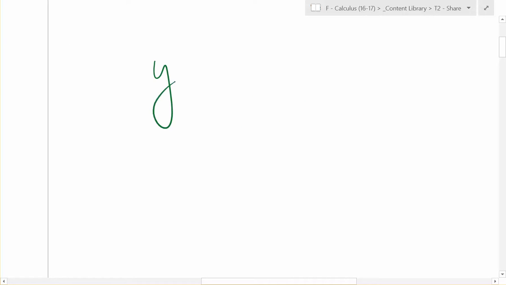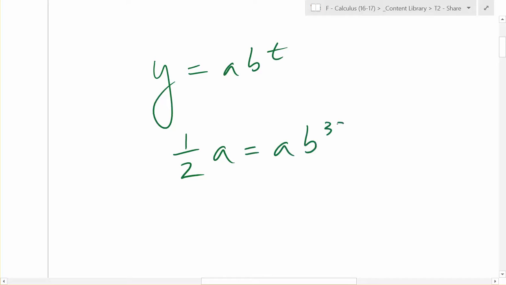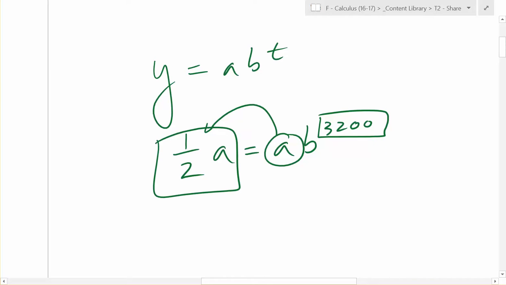You still know Y is equal to A times B to the T, correct? So if you started with A and a half-life of 3,200 years, you know that after 3,200 years, how much of A do you have left? Half of it. Why is this really helpful right now? What can you cancel from both sides? You can cancel A, end up with 1/2 equals B to the 3,200, right?